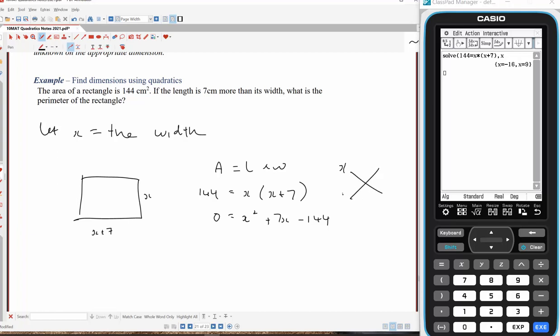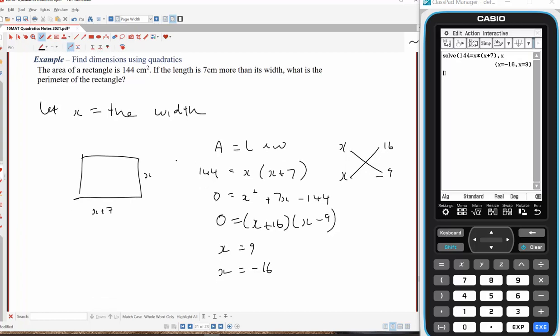So x, and that would have been a 16 times 9. Yeah, that would have been a 16 times 9. The reason why I didn't pick that up is I'm not so familiar with my 16 times tables, I'm afraid. And what we needed is one of them needs to be negative, and it's going to be this one. So let's go 0 equals x plus 16, x take 9, x equals 9, x equals negative 16.